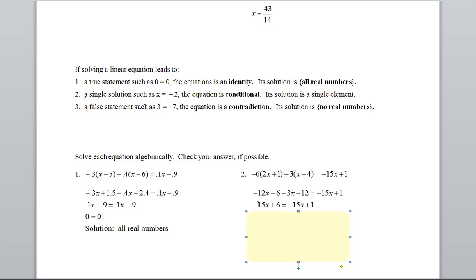But let's go ahead and get x's to one side and numbers to the other. So you end up with 0 equals -5. No way. That's a false statement, a contradiction. My solution here is no real numbers. Okay? Thank you. That's it for this one.